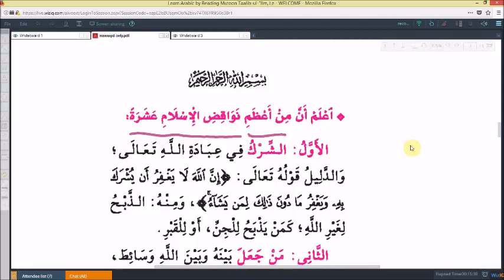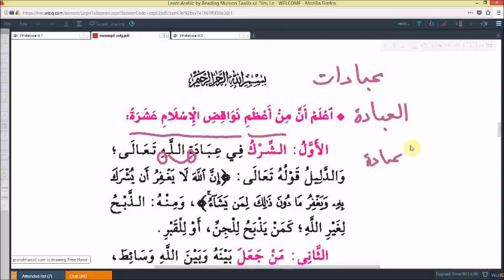Fi is in here. Ibadah. We all know that word, ibadah. Ibadah is majroor here after fi. And Allah, lafzul jalal, is majroor because it is mudaf ilayh. Ibadatillah, the worship of Allah. Shirk in Allah's worship. Ibadah is the singular of ibadat, meaning acts of worship. Ibadah could be one act of worship. Al-ibadah is worship in general, right? Ibadat could be the different types or many types of ibadah.